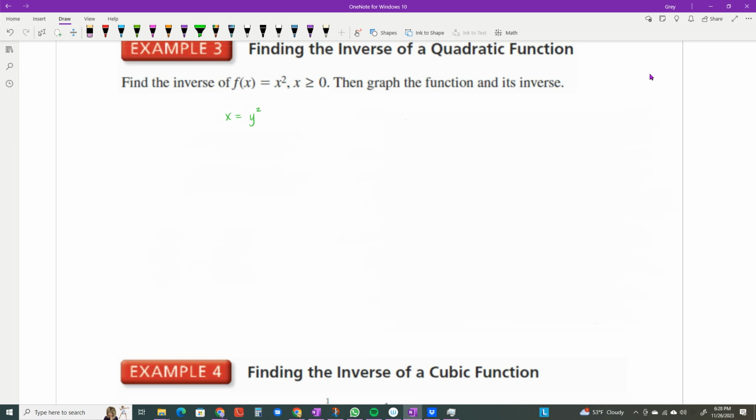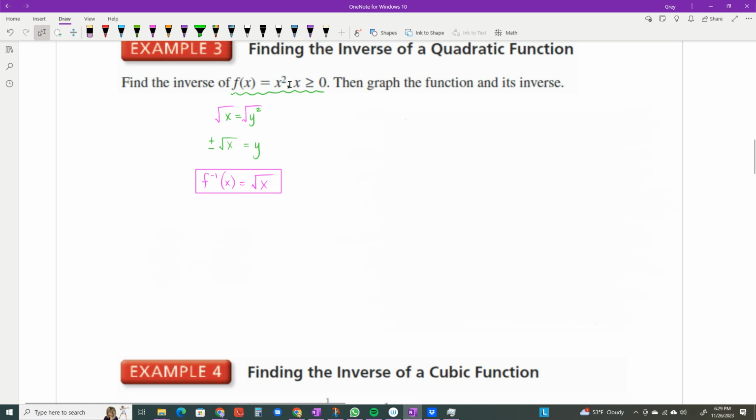Then I'm going to take the square root of both sides. And you need to remember that when you take the square root, that technically is plus or minus the square root of x is equal to y. But they told us in the beginning that x had to be greater than or equal to 0. So if x has to be greater than 0, then on the inverse, y has to be greater than 0. So that means I only want the positive part, and that would be positive square root of x. Now, to graph it, pick whichever one's easier.